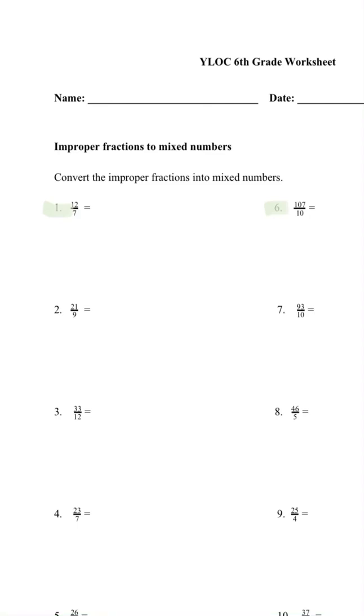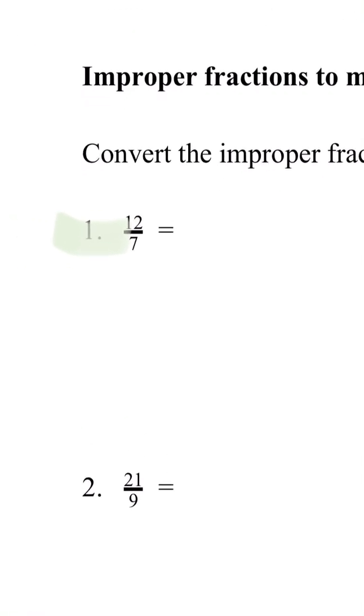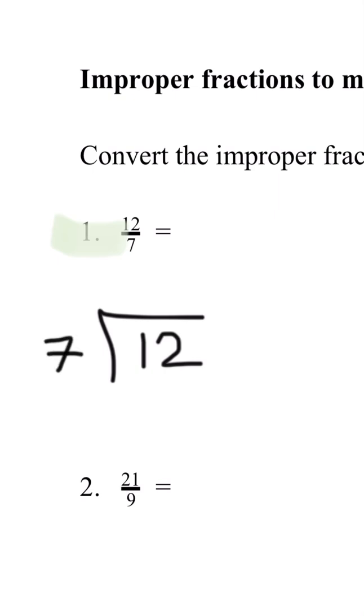Hey guys, this is lesson 10, and let's go ahead and get started with converting improper fractions into mixed numbers. So number 1, 12 over 7. Well, we first are going to divide, okay? So we do 12 divided by 7.